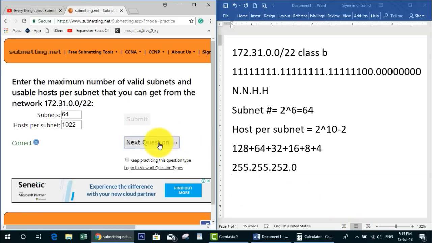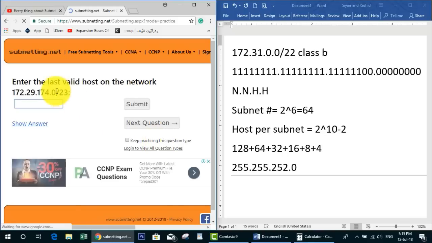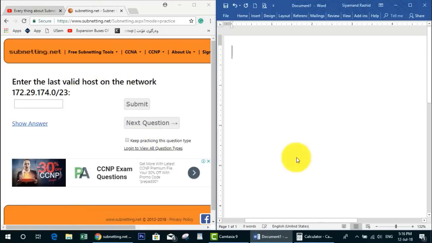So let's go to the next question. Enter the last valid host on the network. All the questions are the same if you know the basics, so it is easy to solve all of them. So we have an IP address 172.29.174.0, and the shorthand is this. It asks for the last valid IP, so we find the broadcast.